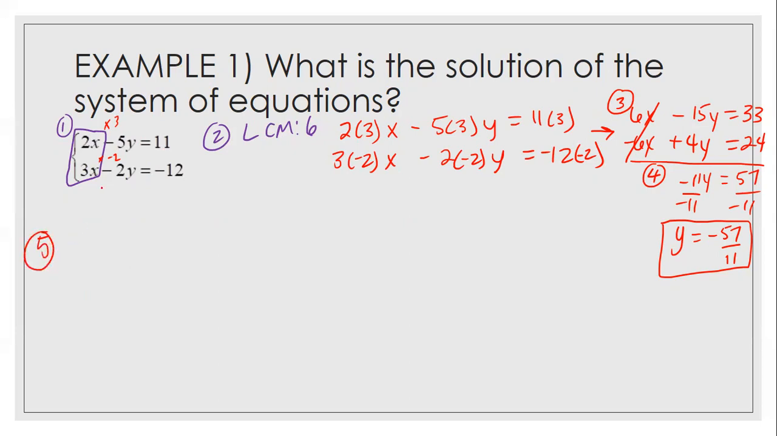So substituting, I'm just going to choose the first one. So we're going to work with 2x minus 5y equals 11. And we're going to substitute in for y. And what are we substituting in for y?